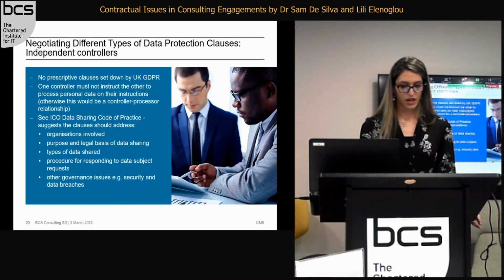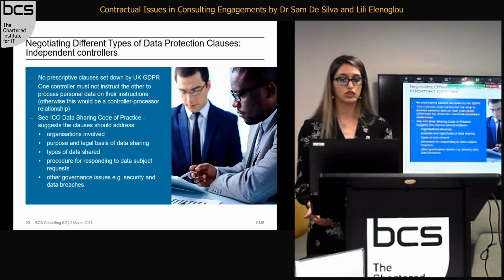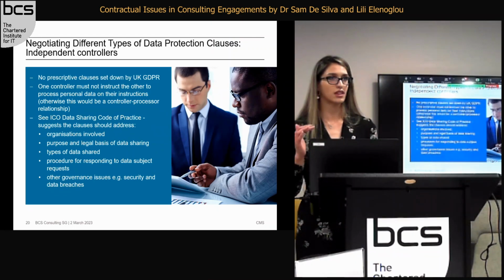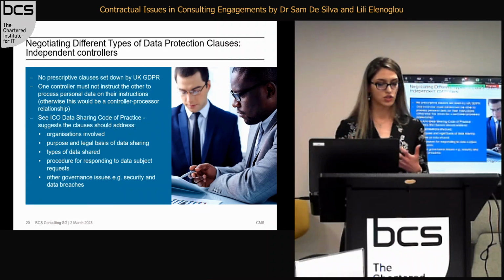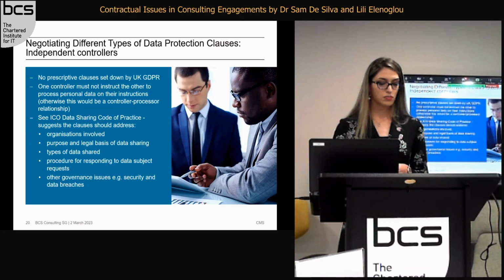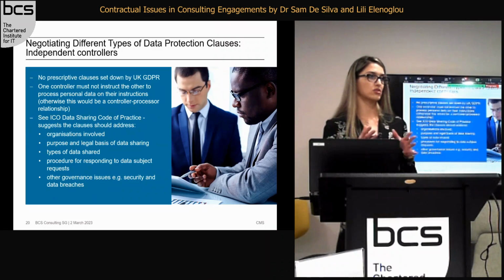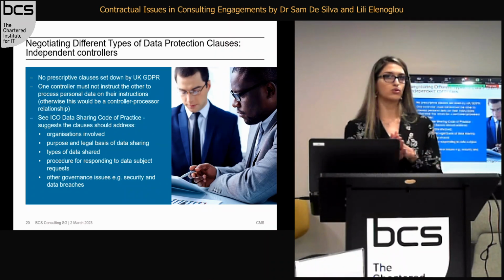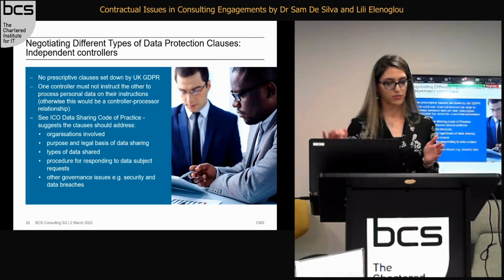So again, we have here independent controllers. We have no prescriptive clauses set down by GDPR, so no minimum content there. It's up to the parties to decide how they want to allocate obligations between them. Remember that it shouldn't be that one controller is instructing the other party to process personal data on their instructions, because then you would have controller to processor, which is under Article 28 specific provisions.